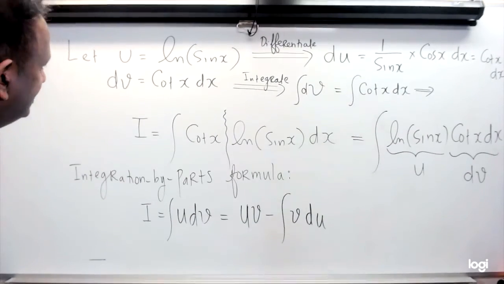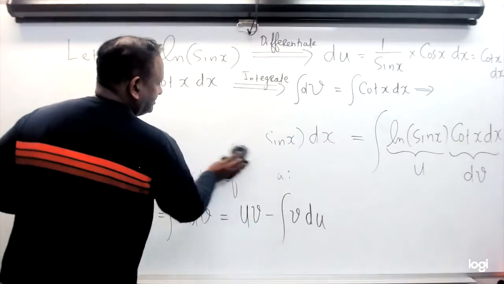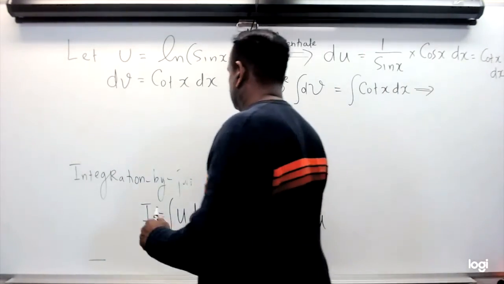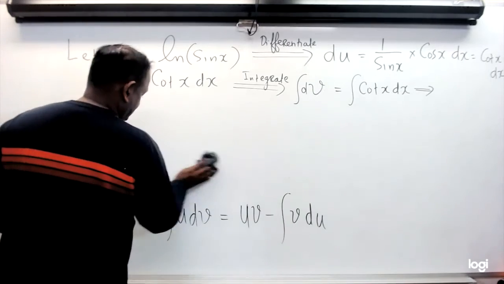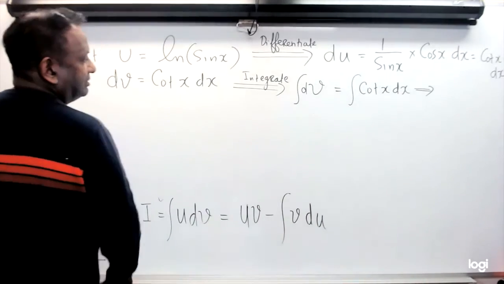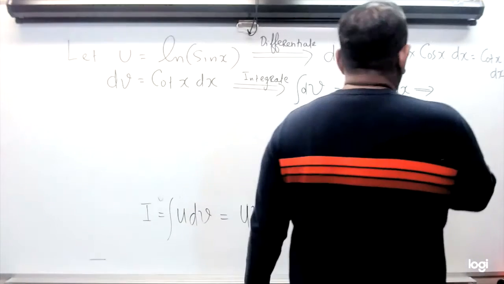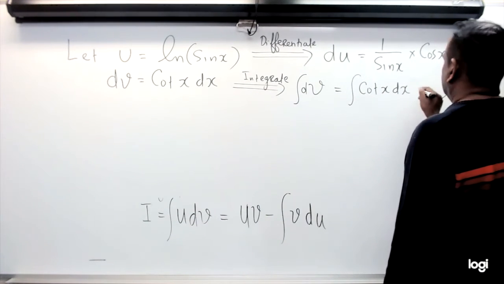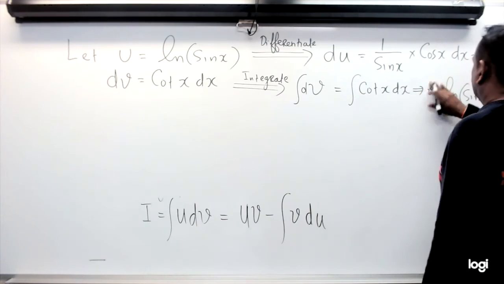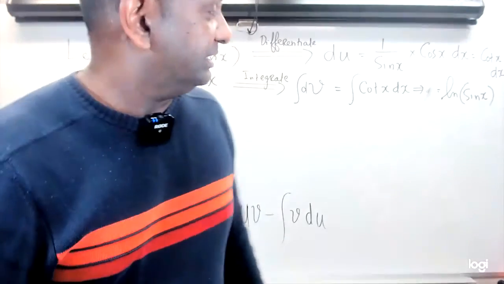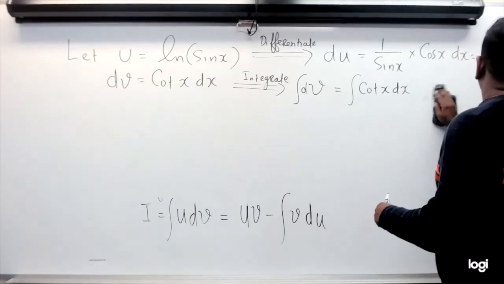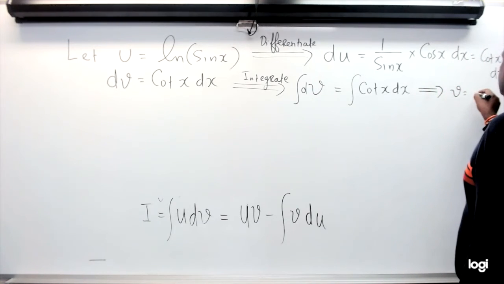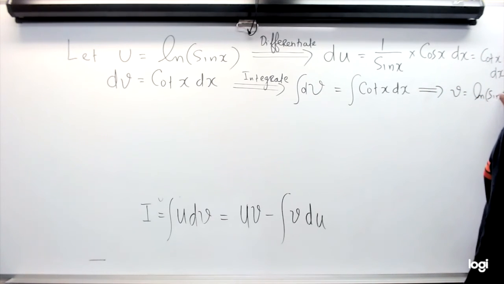Then where's this one? Gonna keep the formula. You can plug it into the formula later. Cot x, you know this one is nothing but ln sine x. Oops, sorry. This become v. Once you integrate 1, this is 1, okay, here we have 1, become v, this become ln sine x.